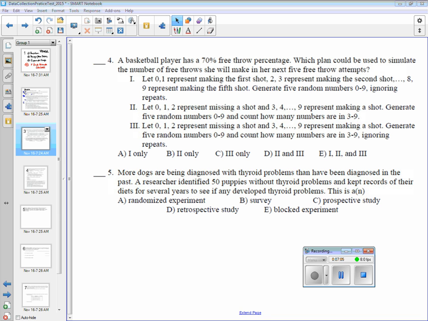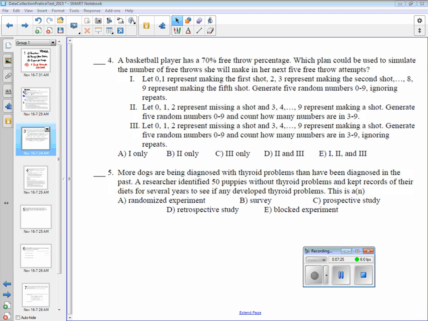I agree. When we assign our digits, we have to assign them with the thought process that some of them are going to be making shots and some of them are going to be missing shots. Okay? So number 1 doesn't even deal with that. So I agree with you, Marcel. That's a great way to even look at that. So now we're only dealing with questions 2 and 3.